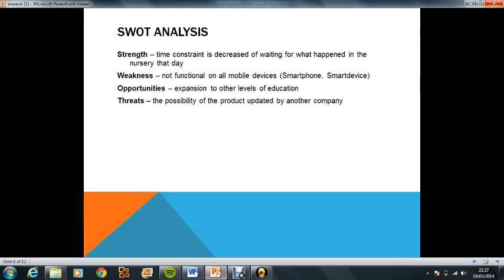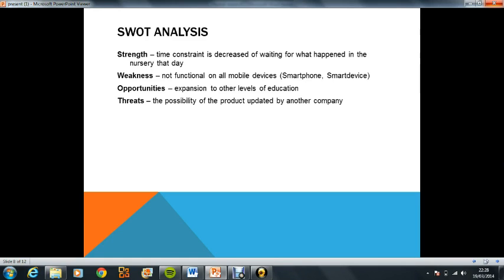We also created a SWOT analysis. A strength was the time constraint: it reduces waiting for what happened in the nursery that day. If the parent is in a rush and doesn't have the time to sit around and listen to what's going on, at least they can look when they're ready and know exactly what's happened. A weakness would be that it's only functional on mobile devices, so not every parent will have the latest phone that has the relevant app store for Apple, and the Android market for Android phones.